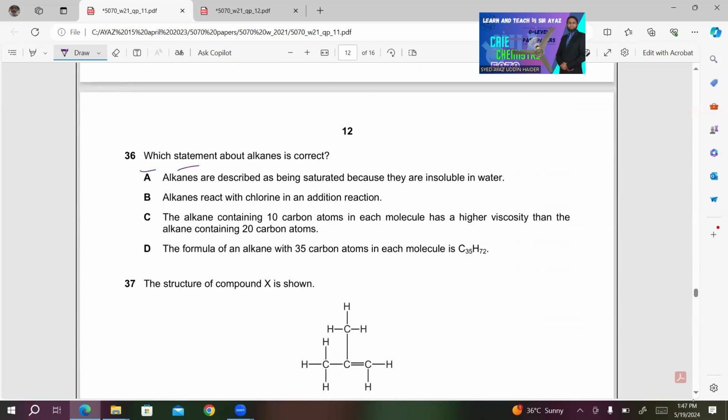36. Which statement about alkanes is correct? A. Alkanes are described as being saturated because they are insoluble in water. This is incorrect.